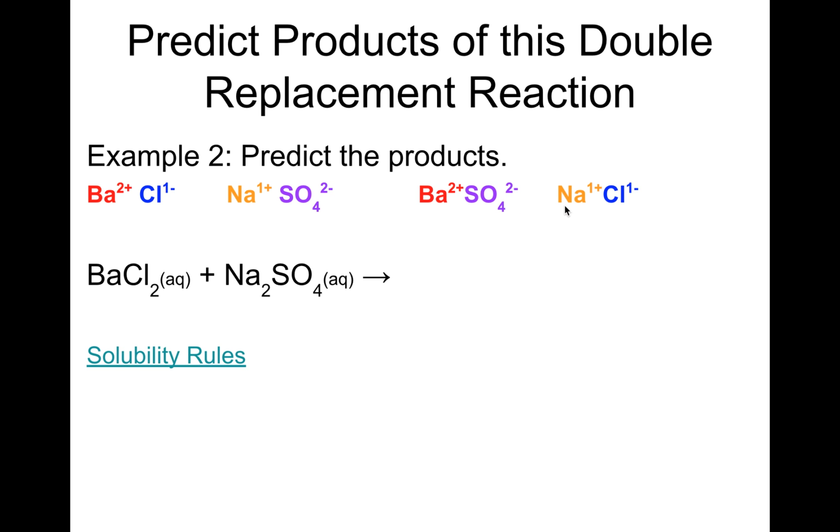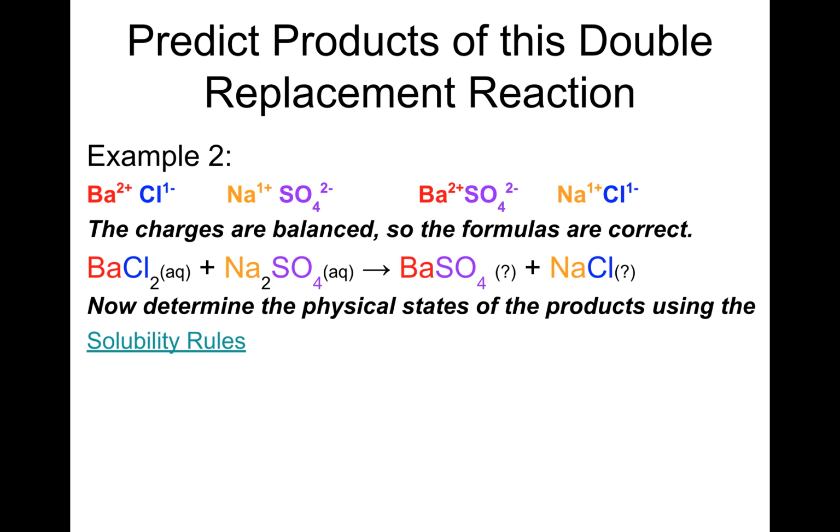Also, sodium, although it has a 2 subscript on the left side of the arrow, on the right side of the arrow, when we put it with chloride, we don't need a subscript because we have to make those charges equal 0. Just like when we learned to write formulas for ionic compounds. So the products are BaSO4, which is barium sulfate, and sodium chloride, NaCl.